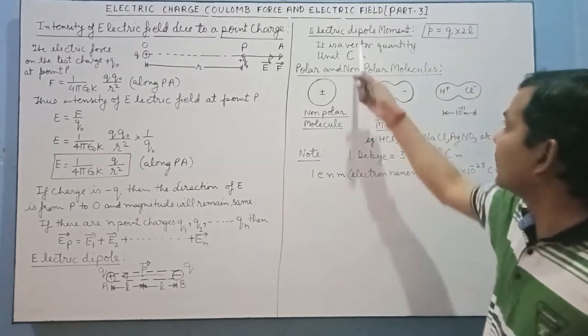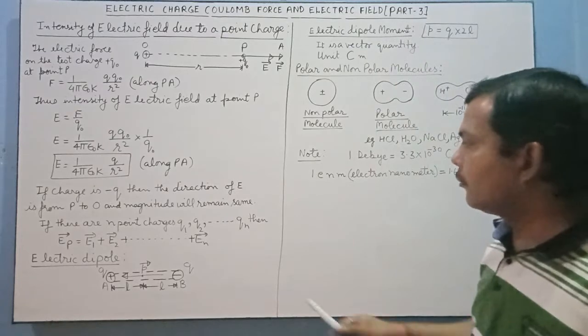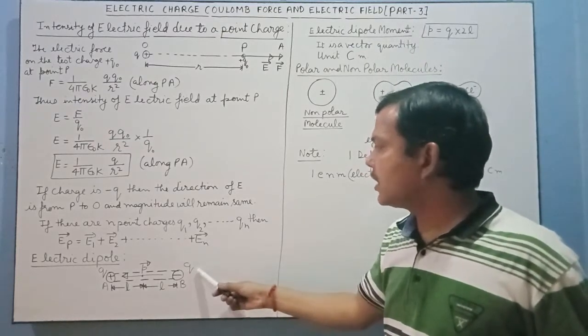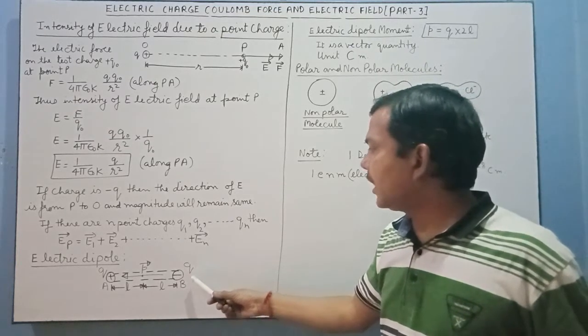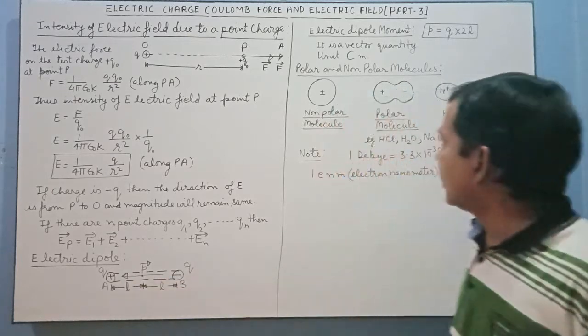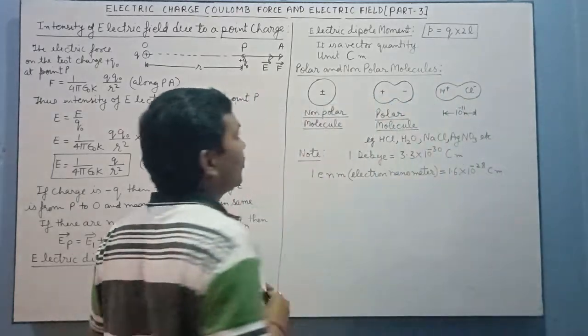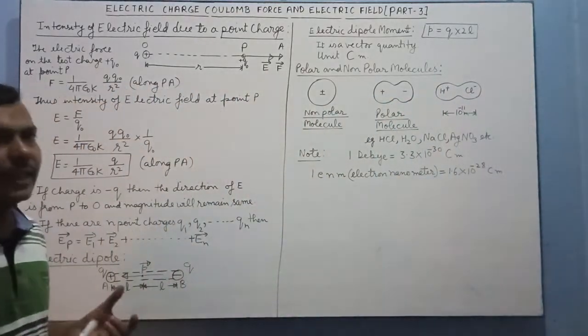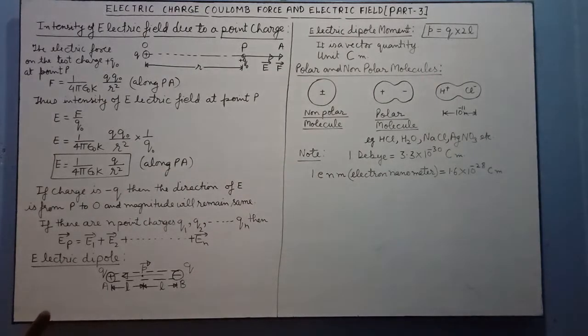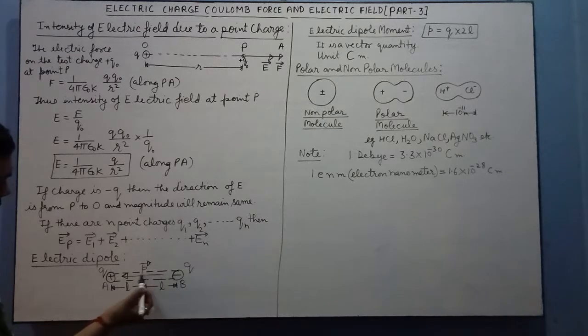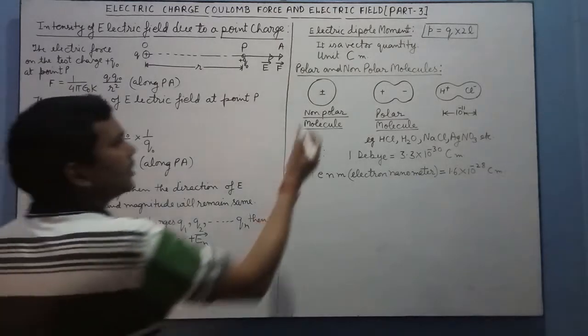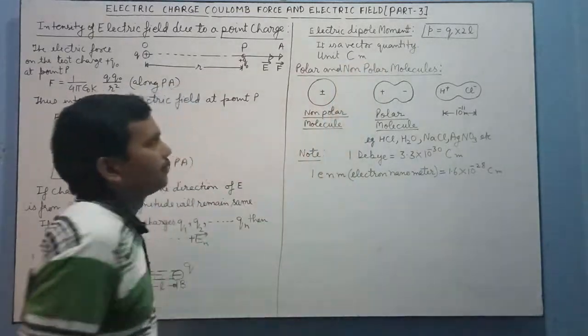Now electric dipole moment. If we take the magnitude of one charge and multiply it by the distance between the charges, we will get a quantity which is known as electric dipole moment. Electric dipole moment is a vector quantity, and its direction is from negative charge to positive charge. It is written by small p. Its unit is Coulomb meter.